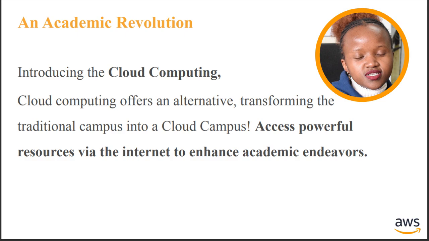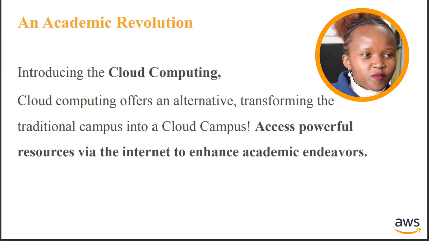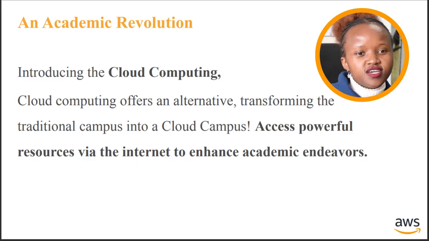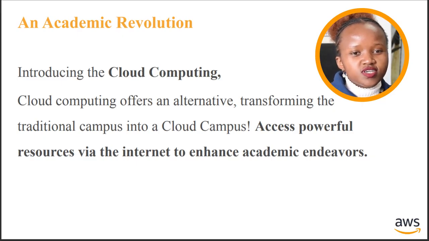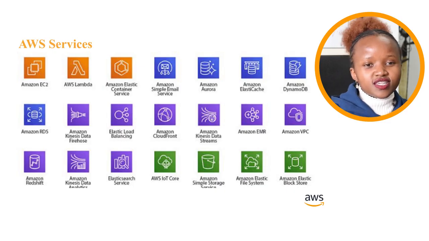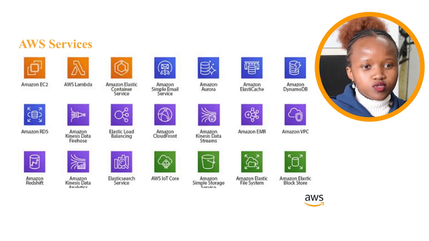But AWS has brought about cloud computing, and cloud computing is the practice of using a network of remote servers that are hosted on the internet. Cloud computing enables us to transform the traditional campus into a cloud campus, whereby instead of being limited by the traditional campus, which has limited resources, we are able to use unlimited resources on AWS offerings. Some of the AWS offerings include Amazon EC2, which we'll be looking at today. Then we have AWS Lambda, and we have Amazon Simple Storage Service. As we go through the Campus Chronicles, we'll be able to look through them.